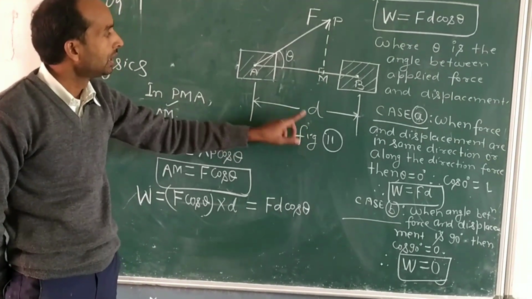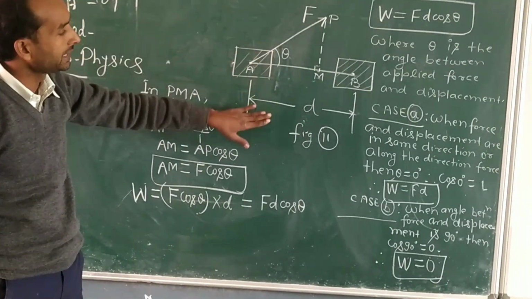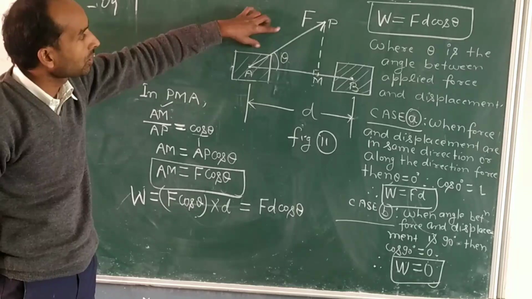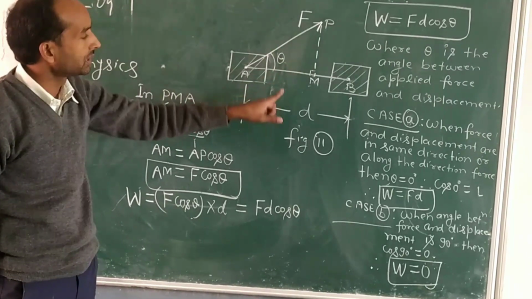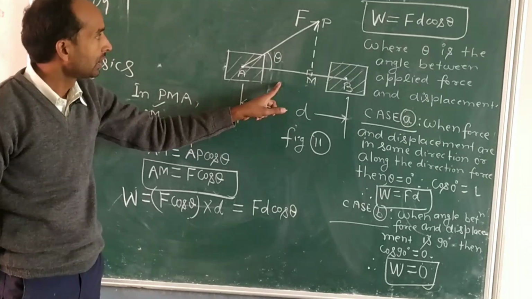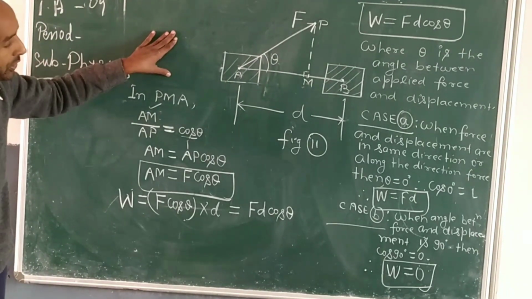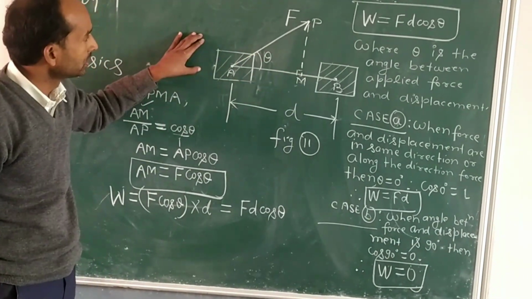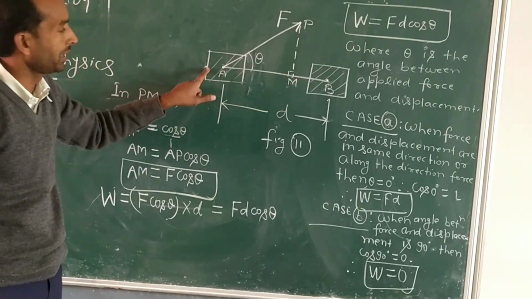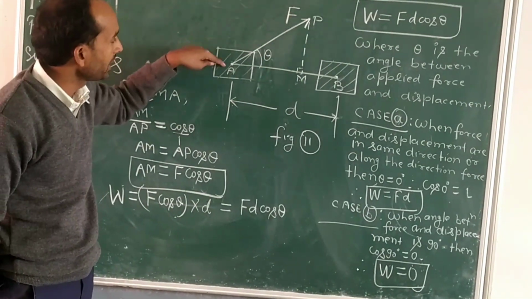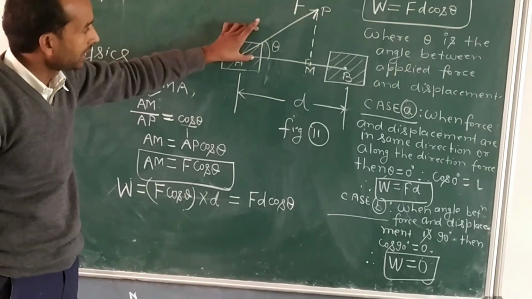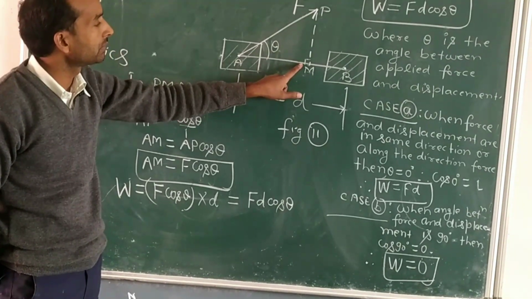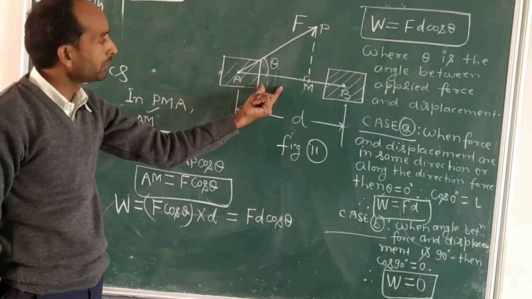Here applied force and displacement are not in the same direction, so we will take the component of applied force F in the direction of the displacement. To find the component of the applied force, we draw a perpendicular PM, and so we get a right angle triangle PMA. Let the angle PAM be theta. Then we know that the side opposite the acute angle is called perpendicular, the side opposite the 90 degree angle is called hypotenuse, and the remaining side is called base.